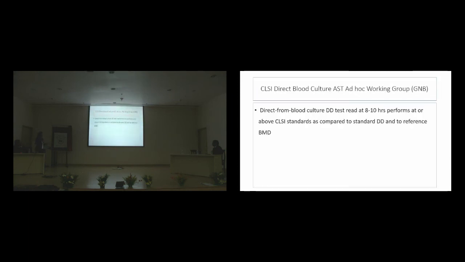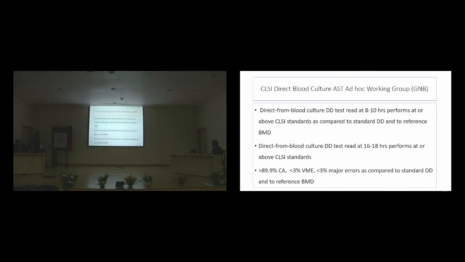So this direct from blood culture distribution tests are read at 8 to 10 hours, performs at or above CLSI standards as compared to standard distribution and to reference broth dilution technique. So this tells that this can be employed in the clinical reporting. Direct from blood culture distribution test read at 16 to 18 hours, perform at or above the CLSI standard. So the reading taken at 6 hours, 8 to 10 hours and at 16 to 18 hours are reliable, and it has a categorical agreement of more than 89.9, very major error of less than 3, and major error of less than 3 as compared to standard distribution test.